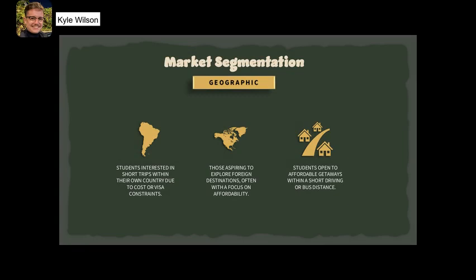Geographic factors play an enormous role. Some students prefer domestic trips due to budget constraints, while others dream of international adventures. Then there's the staycation crowd, opting for affordable local escapes. Geography shapes both where and how students want to travel. That concludes the market segmentation.